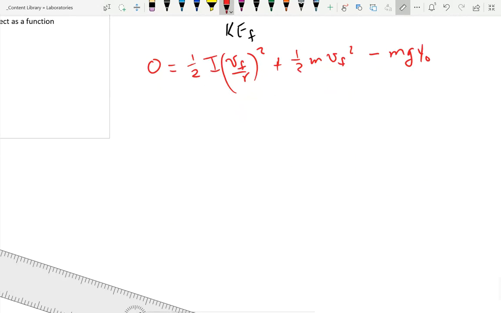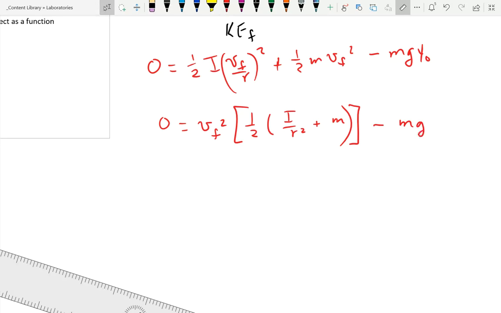So let's rearrange. I have 0 equals V final squared times 1/2 of I over R squared plus M. Notice I factored out the 1/2 as well. I just factored it out separately because in the end I'm looking for V final. And then I have still the minus MGY0. Through the magic of using an erasable marker, I'm going to add MGY0 to both sides like this.